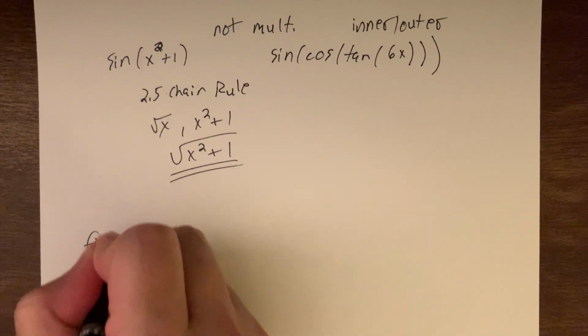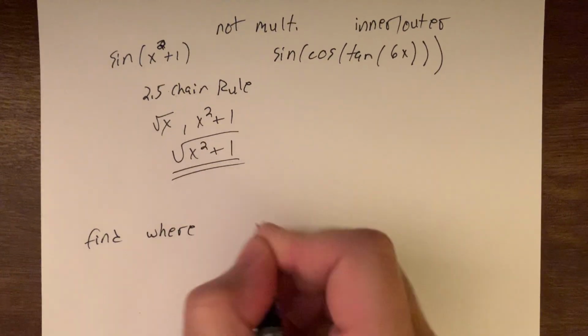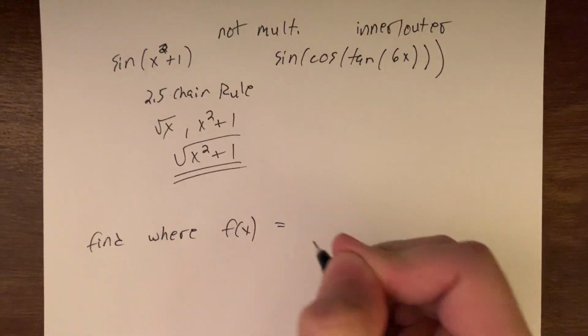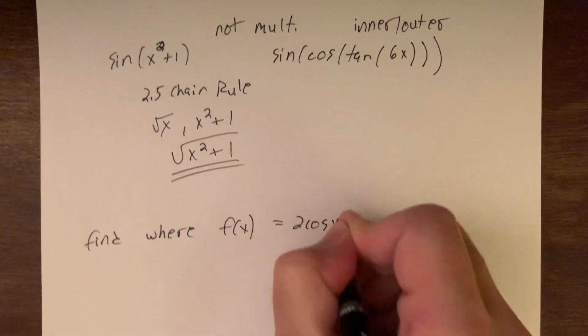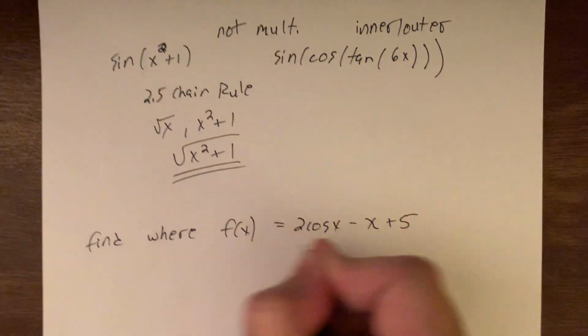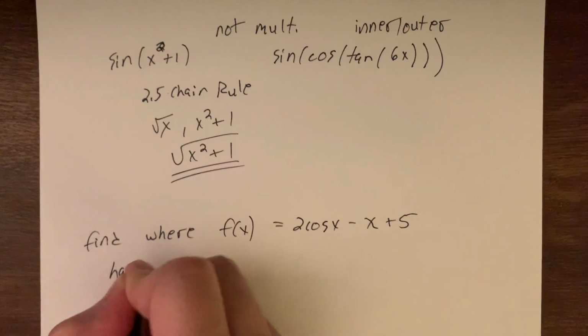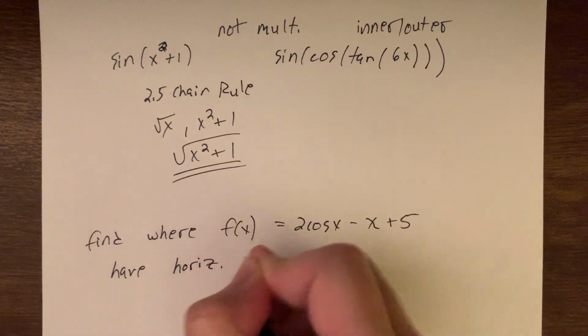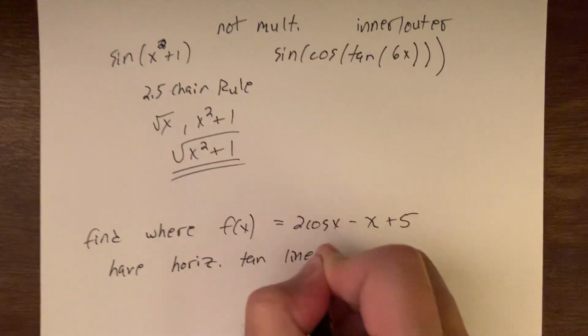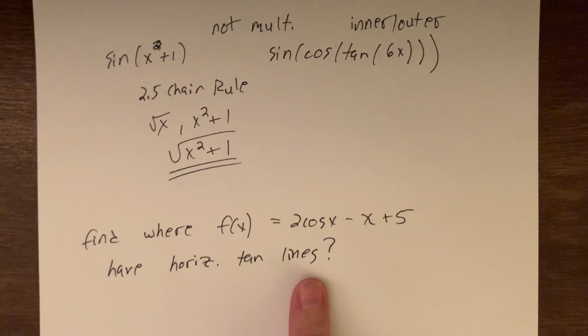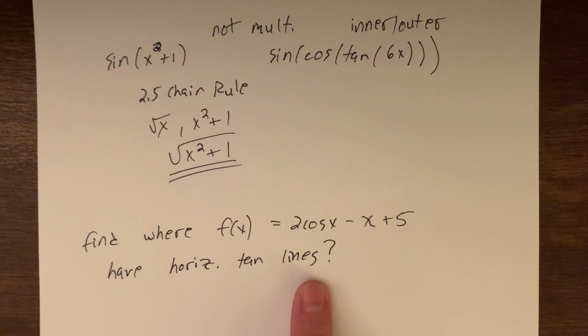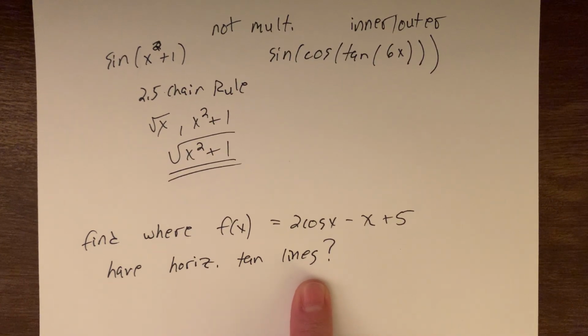Let's find where the function f of x equals 2 cosine x minus x plus 5. Where does this function have horizontal tangent lines? We've asked that already. That's a big question that's going to come up more and more and requires the use of a derivative. So that's where we're going. We're going to find the derivative and set it equal to 0. But one last little catch.